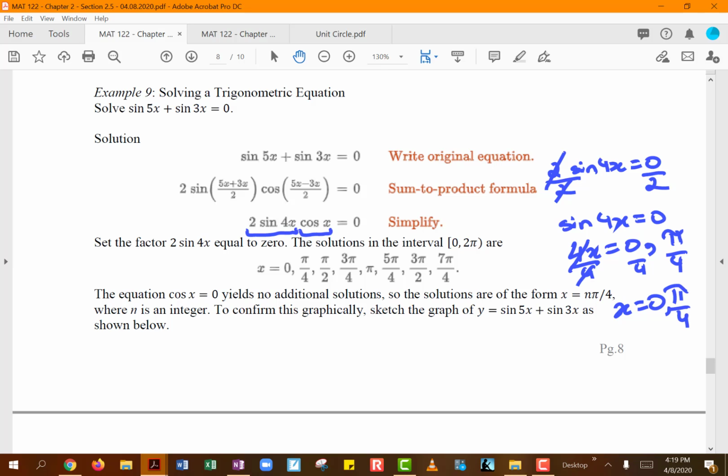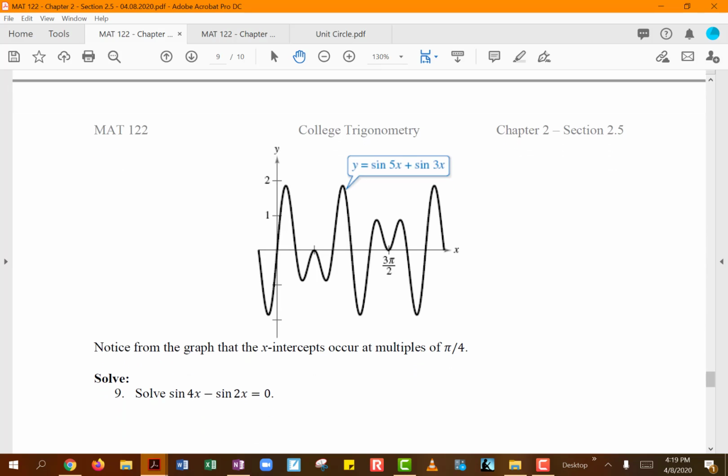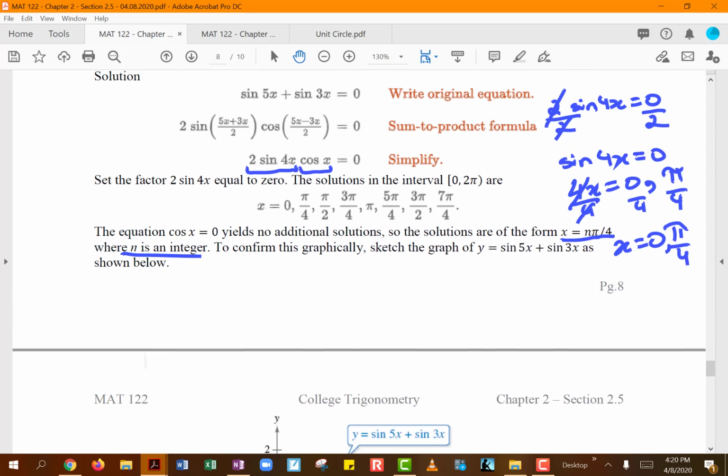So since they're not adding anything else to the solutions, we can actually say that all of these solutions are of the form x equals n times pi over 4, where of course n will be an integer. You can also show this graphically, and you can see that all of the places where you have your x-intercepts are in increments of pi over 4. So these are all multiples of pi over 4.